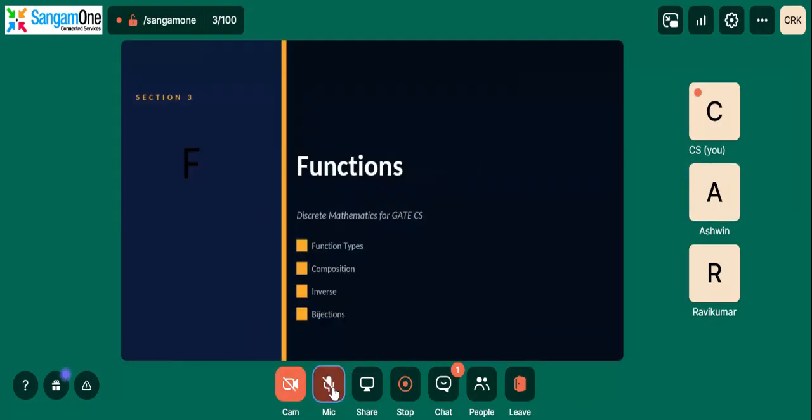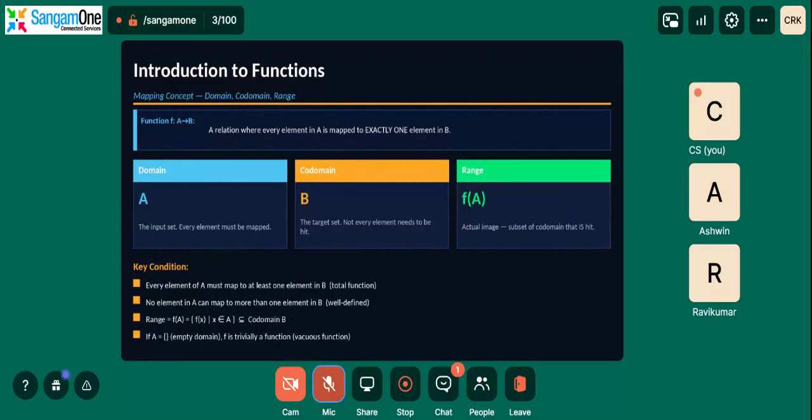Moving on to functions. Introduction to functions: a relation where every element in A is mapped to exactly one element in B, where A is considered the domain and B is considered the codomain. F of A is considered the range. The key condition is that every element of A must map to at least one element in B, which makes it a total function. No element in A can map to more than one element in B, which makes it well defined.